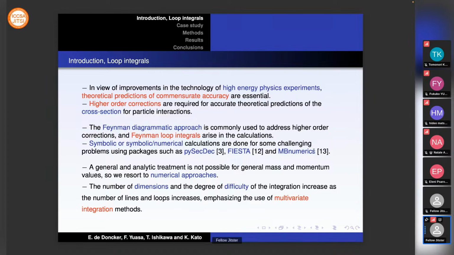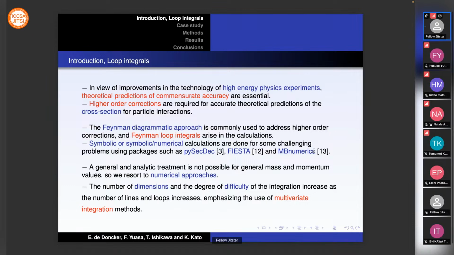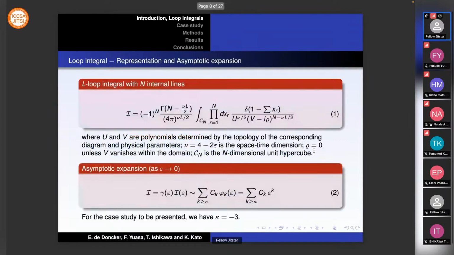We resort to numerical approaches since a general analytic treatment is not possible for general mass and momentum values. So we will resort to numerical multivariate integration methods, where the number of dimensions is a factor in the degree of difficulty, and the difficulty increases with the number of lines and loops in the diagram.